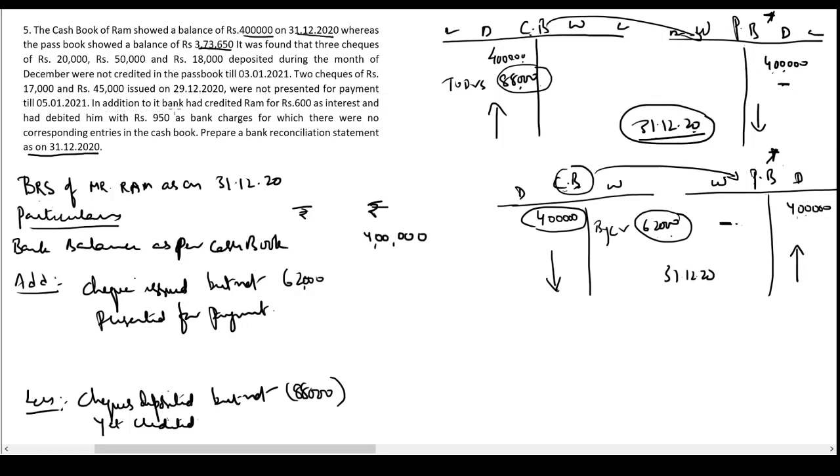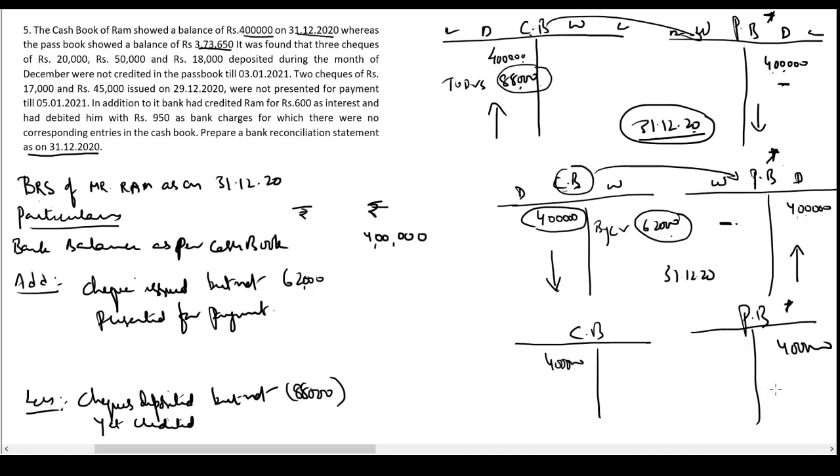In addition to it, bank had credited Ram rupees 600 as interest and had debited him with 950 as bank charges, for which there were no corresponding entries in the cash book. So let us prepare the working note again. Cash book, passbook, 4 lakhs. I'll put a star mark here.